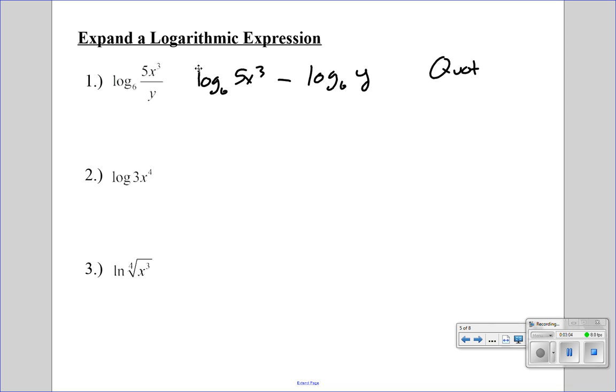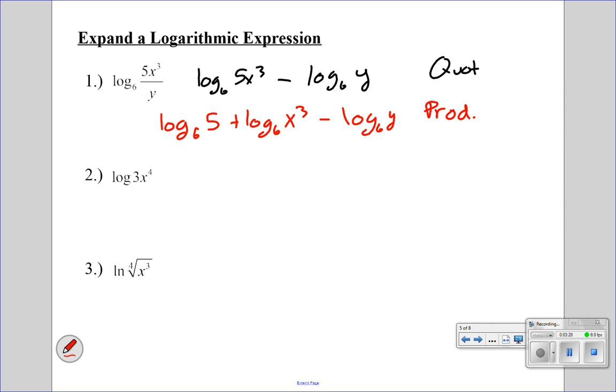Now, we can't use our power property yet because our cubed is simply on our x and not on our 5. So first we need to split that up even further, and we can do that using the product property. So we have log base 6 of 5 plus log base 6 of x cubed minus log base 6 of y. Now we can use our power property, so we have log base 6 of 5 plus 3 times the log base 6 of x minus log base 6 of y.